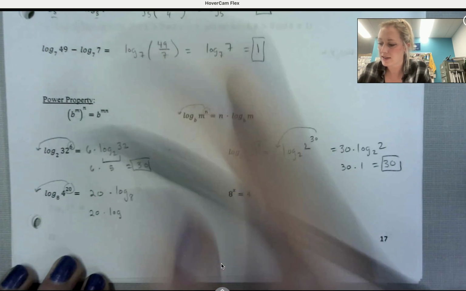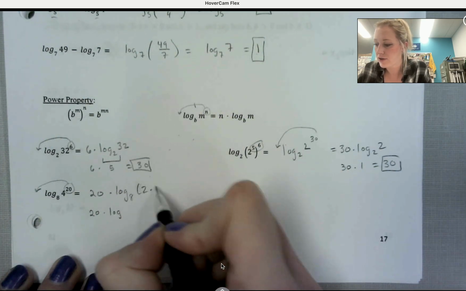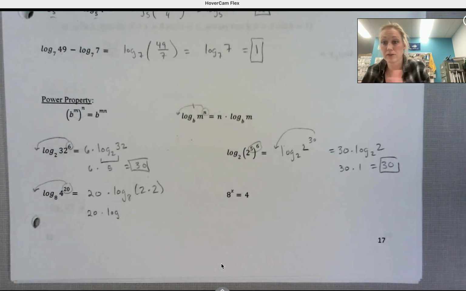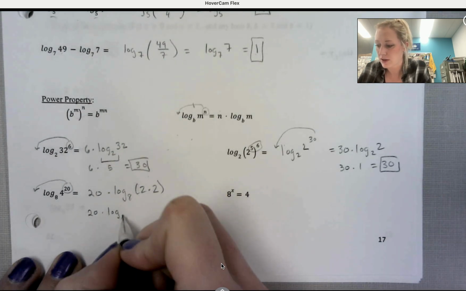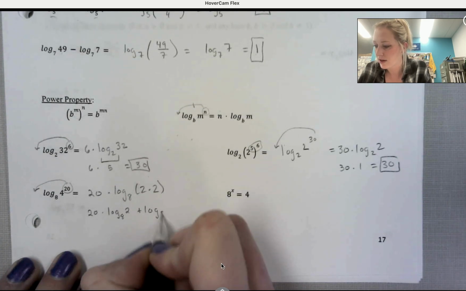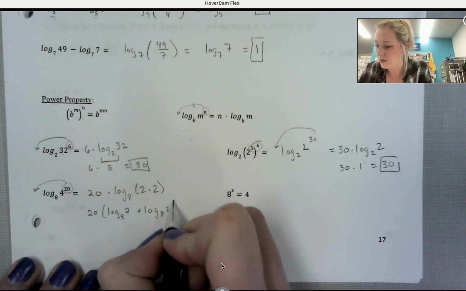So I'm going to write it like this. If I use my product property from up above, when it's multiplication, I can split it into addition. So this is going to be log base 8 of 2 plus log base 8 of 2. And again, it's 20 times that whole thing.